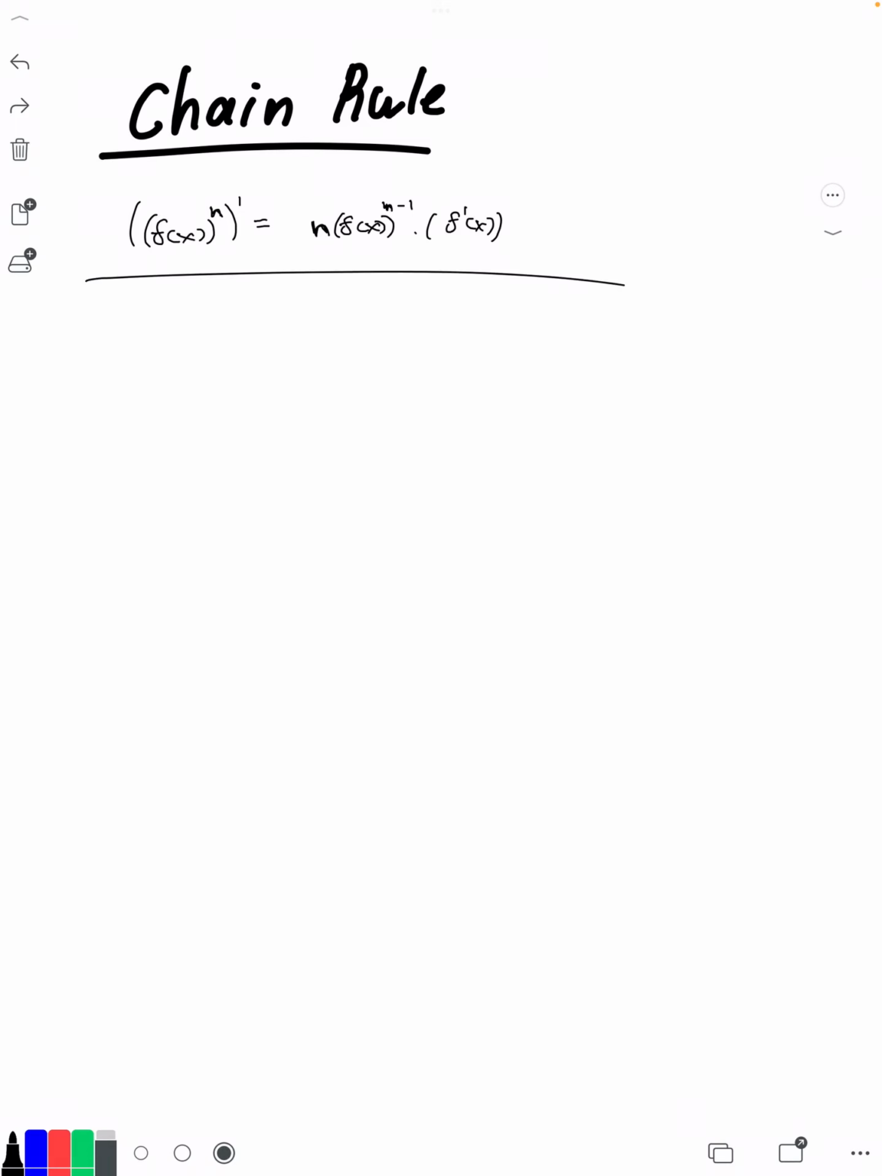This might seem a little bit confusing, so let's have a few examples in order to understand it better. So we're gonna have x squared plus 1 to the power 100. Then we need to derive all of that. So let's write down f is x squared plus 1. F prime will be 2x.